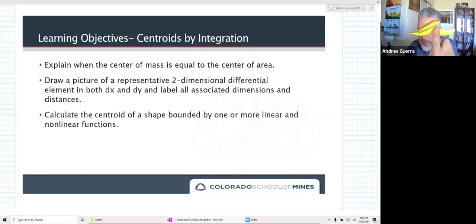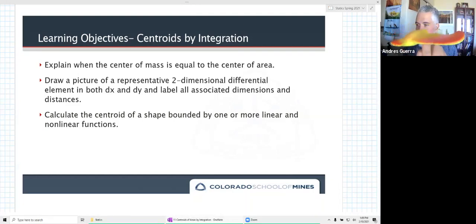But anybody, when is the center of mass equal to the center of area? If you look at the area of this thing, it's right here, and I'm balancing it right there on its beak. So when is the center of mass equal to the center of area? Yeah, Aiden, thank you. When we have a uniform density.